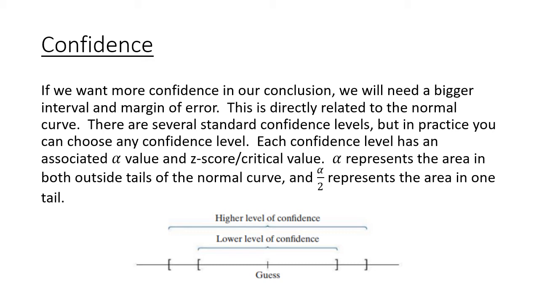And again, this is related to the normal curve and those areas and those probabilities. And there are different standard confidence levels. But in practice, you can actually choose any level you want, because each confidence level you pick is going to have a corresponding z-score. Just like when we did the normal curve, every area under the curve had associated z-scores. Every alpha, every area is also going to have associated z-scores or critical values. And again, the more confident we want, the bigger that z-score is going to have to be to encompass more of our data.